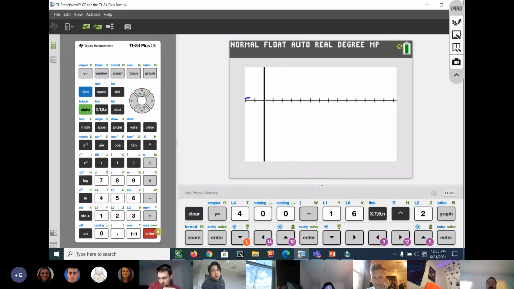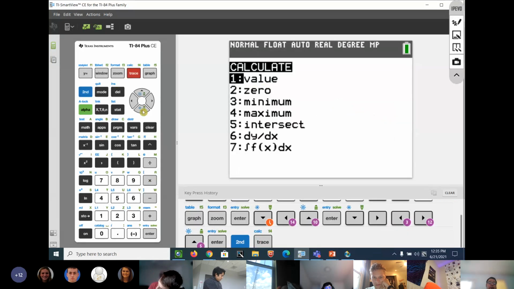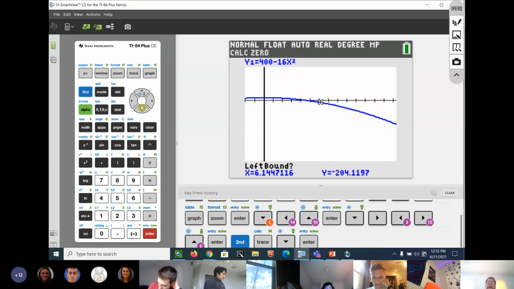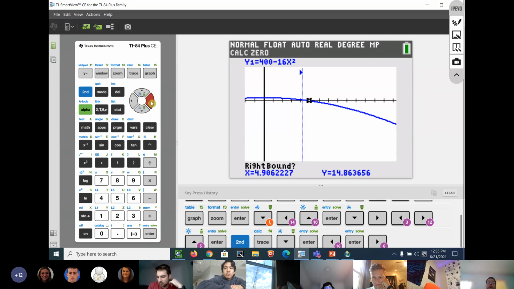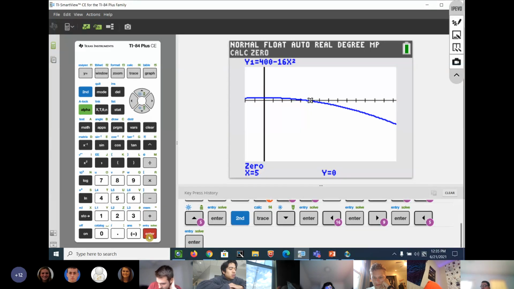All right, there's your graph. And I'm going to do a second trace 0, and we're going to find the 0 intercept right in here. It looks like it hits the ground at 5 seconds. So if you plug in 5, somebody tell me what you get. When you plug in 5 to your velocity, what do you get?